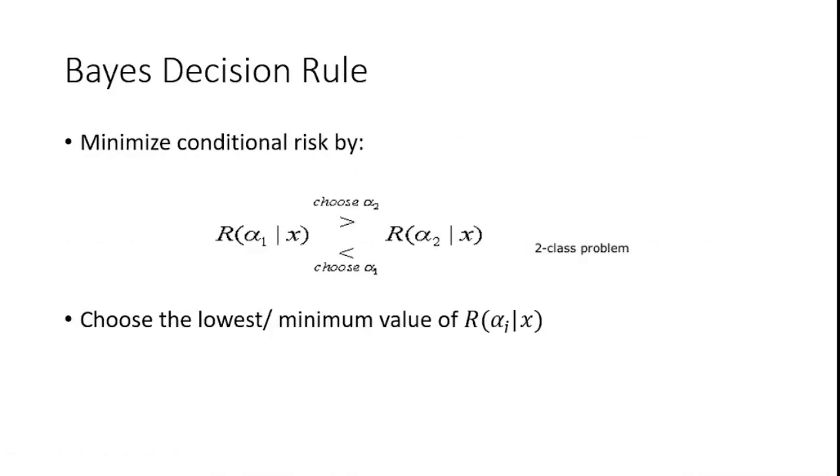So how do we choose the lowest or minimum value of the conditional risk? We use Bayes' decision rule, where if this is more than this, then we choose this one, or if this is more than this, then we choose this one. So basically we just choose the lowest minimum value of this. That's all for me. Thank you.